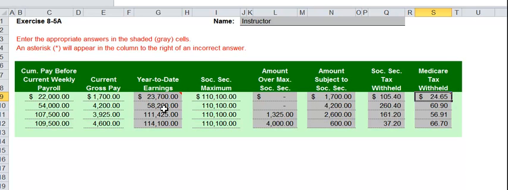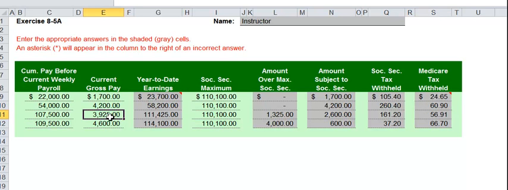So we'll do the same thing with our second one. We added these two together to give his year-to-date earnings. He has not made over the Social Security maximum, so all of his $4,200 are subject to Social Security tax. So we take the $4,200 times 0.062 to get the Social Security tax to be withheld, and we take the $4,200, and you'll notice this is using E10. I didn't mention that earlier, but Medicare taxes are always based on your current gross pay. There's no maximum amount. So it's $4,200 times the 0.0145 gives us the $60.90.